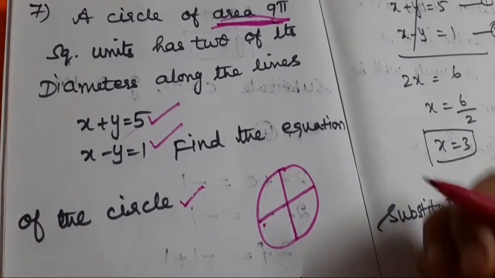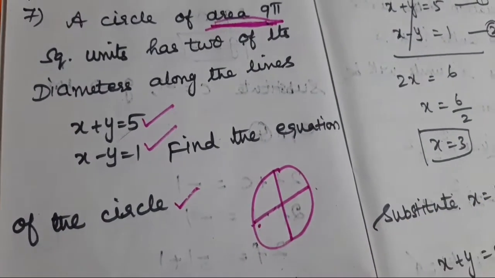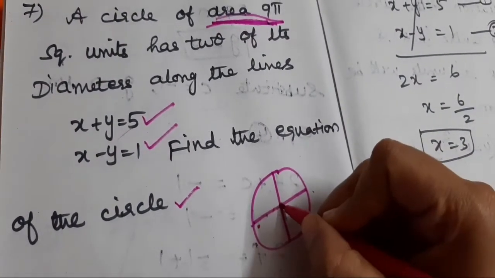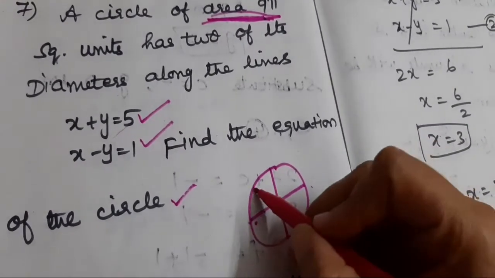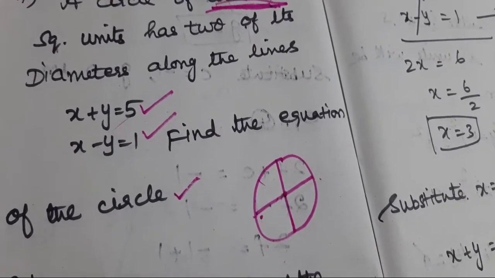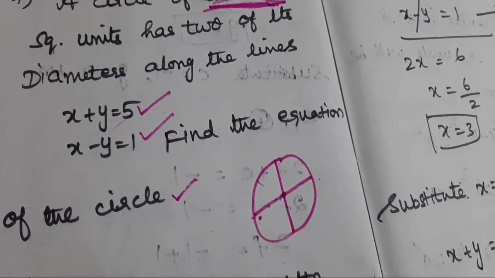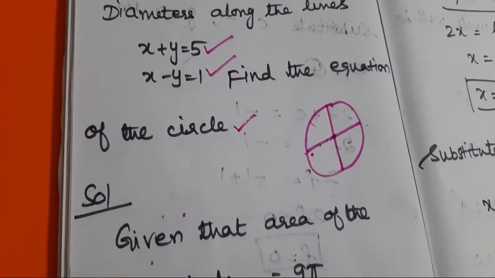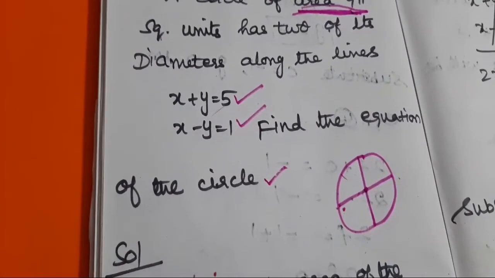So now the intersection of the diameters will give you the center of the circle. Always, the point of intersection of the diameters will give you the center of the circle. So this idea you should have in your mind while doing this problem.